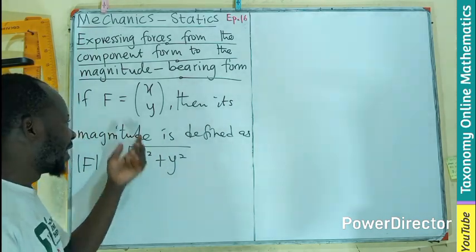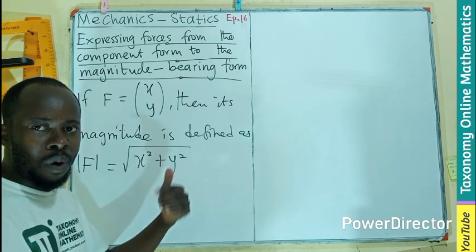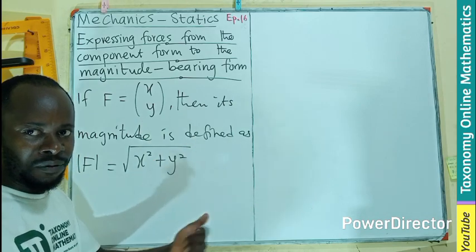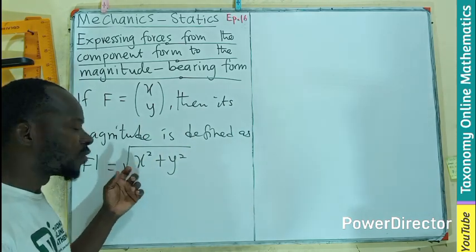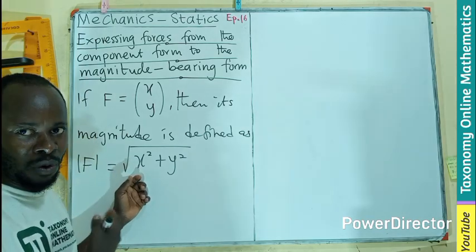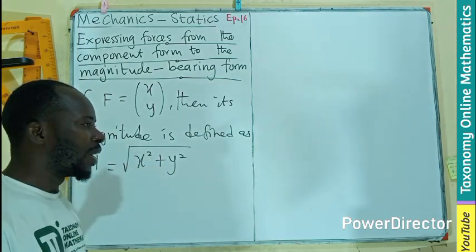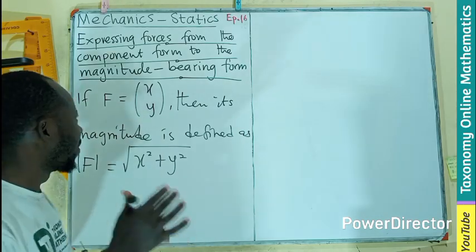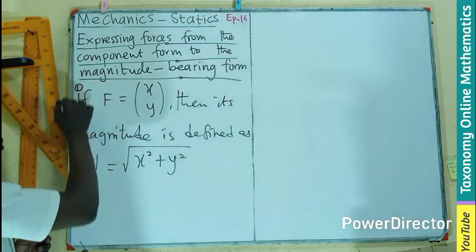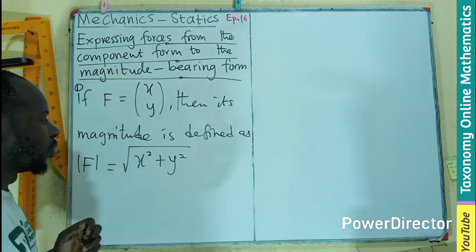So any force that is in the xy vector component form, if you are looking for the magnitude, it is the square root of the square of the first term, which is the component for the x, basically the horizontal axis, then the y, which is what? The vertical axis. That's the first thing. So first thing to do is to find the magnitude.